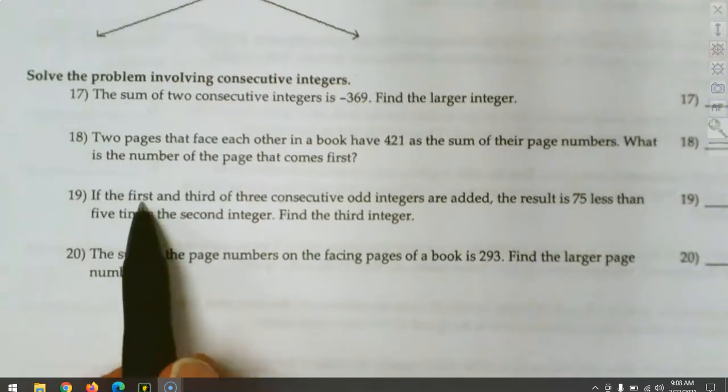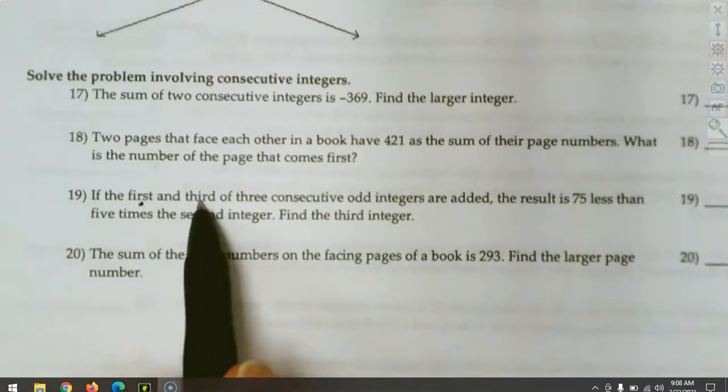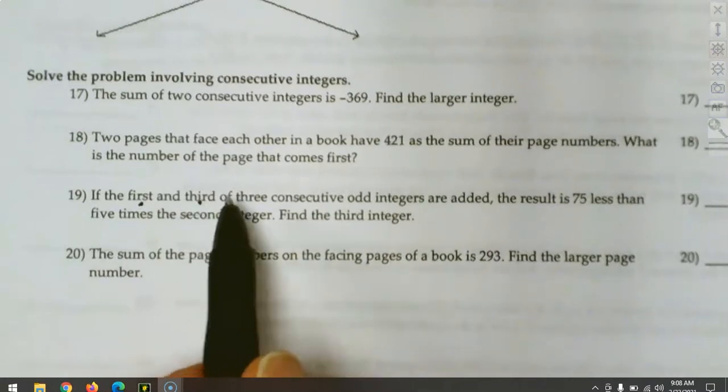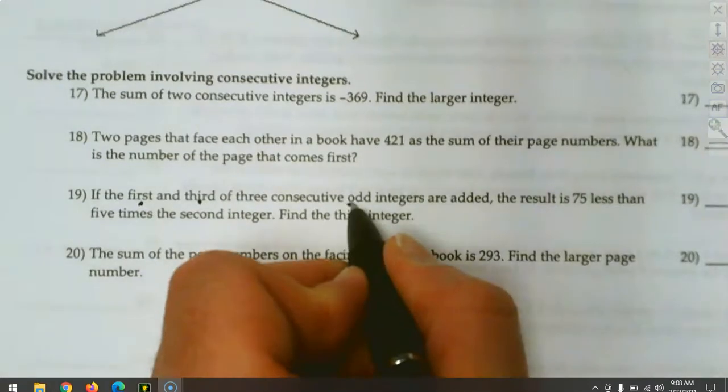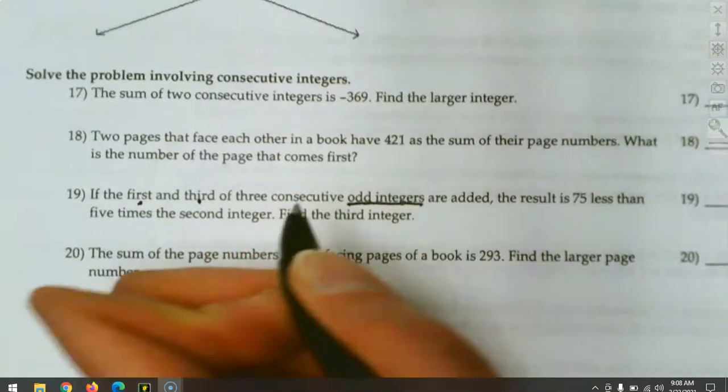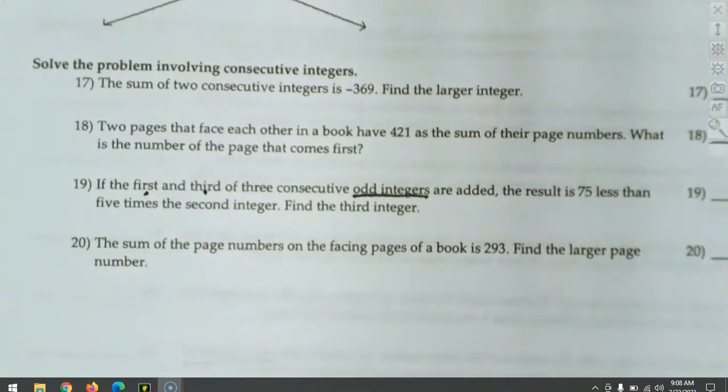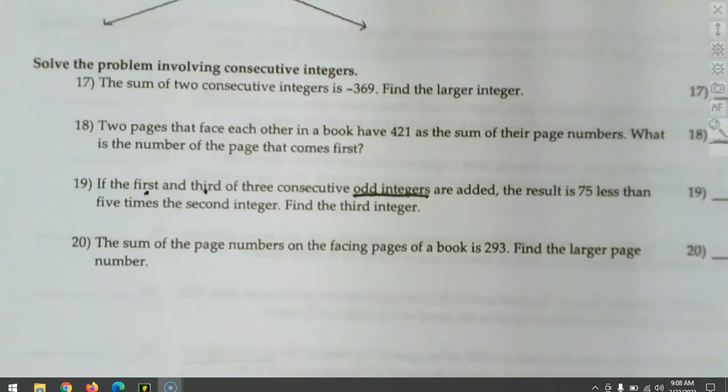If the first and the third of 3 consecutive, here's an important word here, odd integers are added together, the result is 75 less than 5 times the second integer. Find the third. I'm going to go ahead and find all three, and then we'll just box the one that we need. So when I first read this question, let's take a moment to think about what we've got.